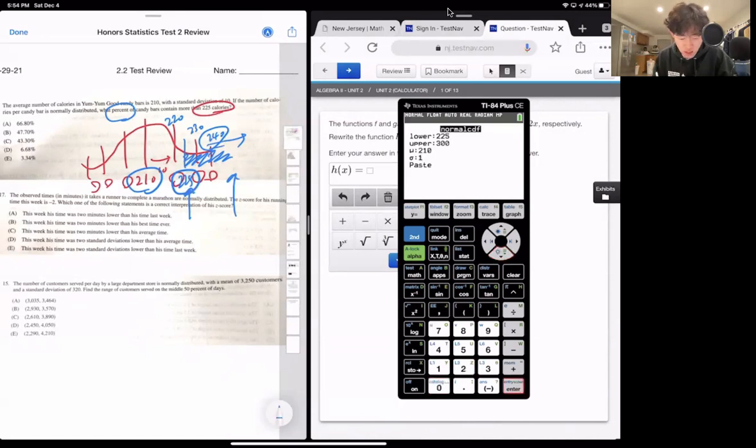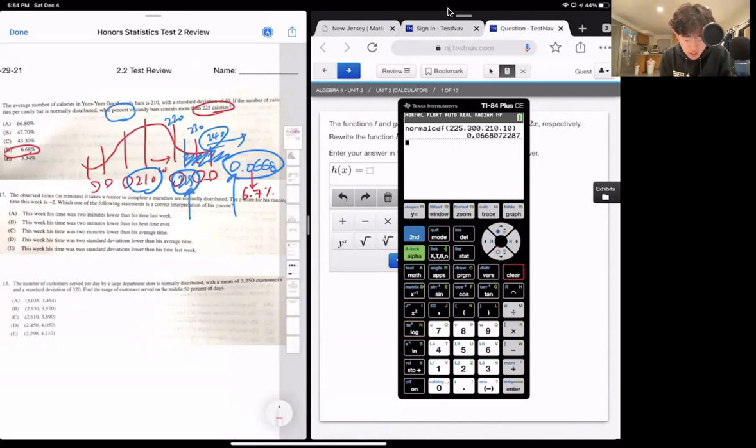The mean and the standard deviation, you're just going to simply copy and paste. So the answer here, as it turns out, is 0.0668. When you get this answer on Monday, you have to be able to tell me that that's about 6.7%, which is closest to D for this one. Okay, next question.